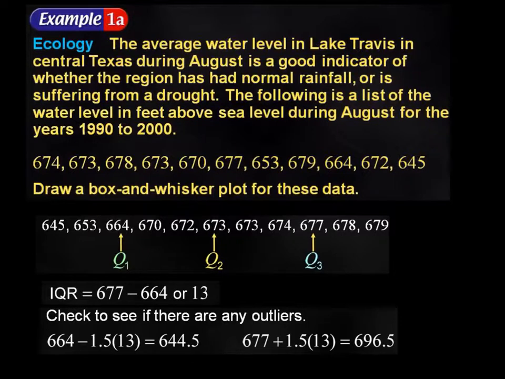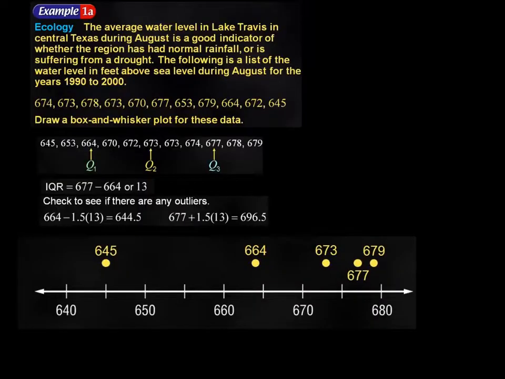And I do not have anything that is less than 644.5, or do I have anything that is greater than 696.5? So I have no outliers in this set of data. So now I can just make myself a happy little number line and plot my points, my minimum, Q1, Q2, Q3, and my maximum.